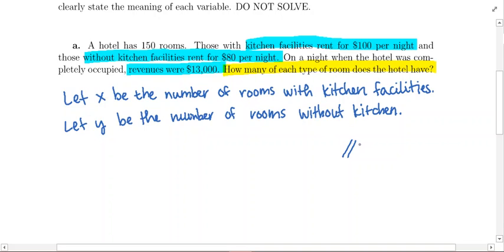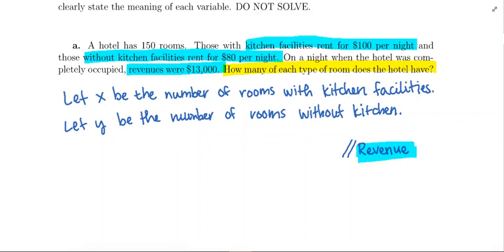Okay, so one of our equations is going to have to do with revenue. Let's go ahead and write that one down, and then we'll talk about where the other equation is coming from. I'm going to highlight this in blue so you can see it's coming from the blue information.